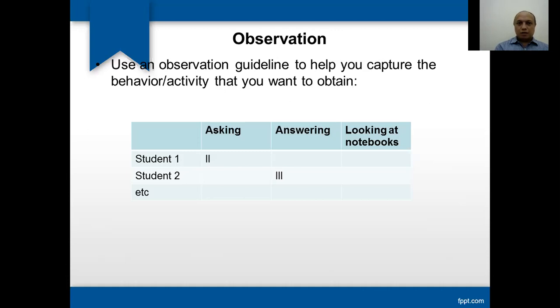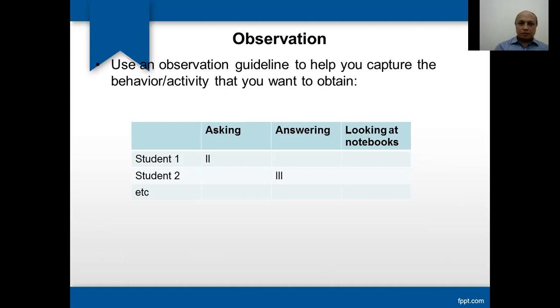So for example, you are observing the activities of students in a classroom. You want to know how many times they ask, how many times they answer, how many times they just look down at their notebooks and keep silent.